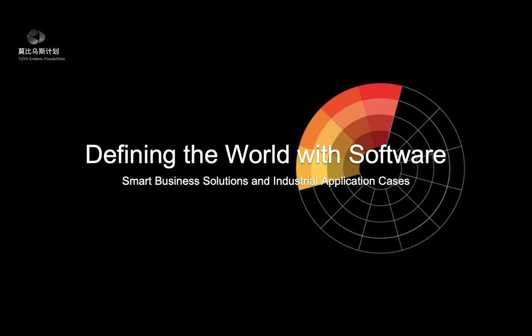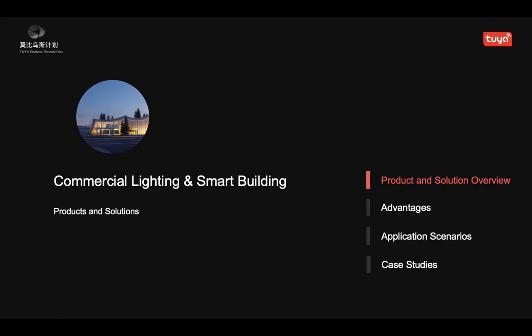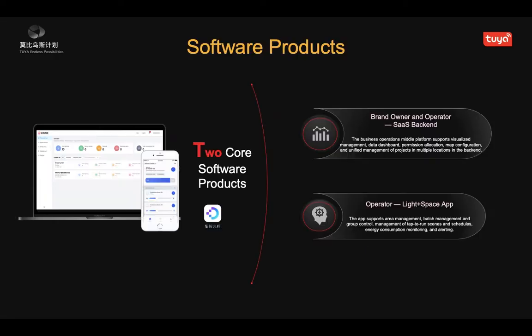Next we will spend some time to go over the solution of commercial lighting. This presentation will be divided into four parts. First we'll go over the products and the solution and the functions in this solution to have an overall understanding. Then we'll talk about the features and the advantages, which is the most important part. In the last two parts, we will talk about some application scenarios and also some success cases.